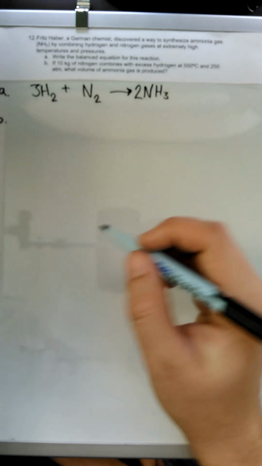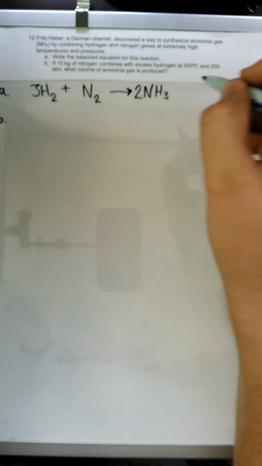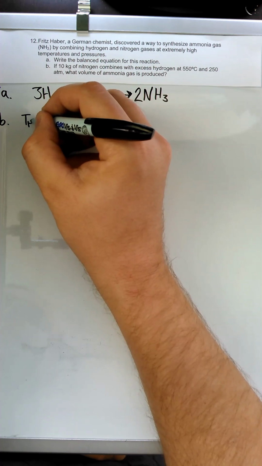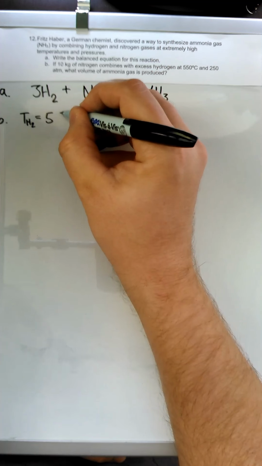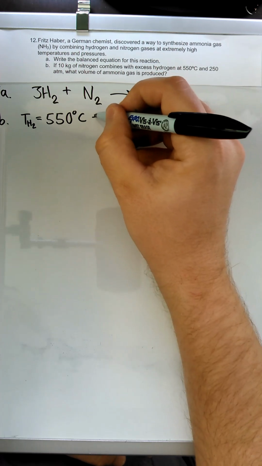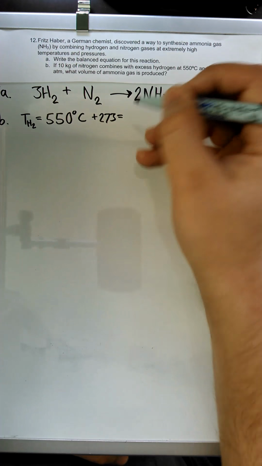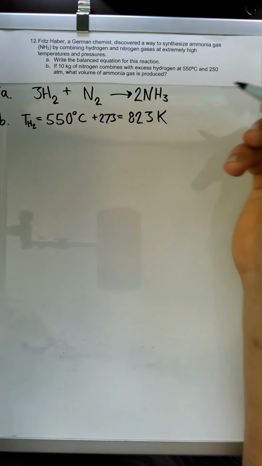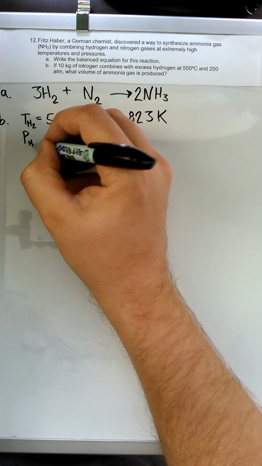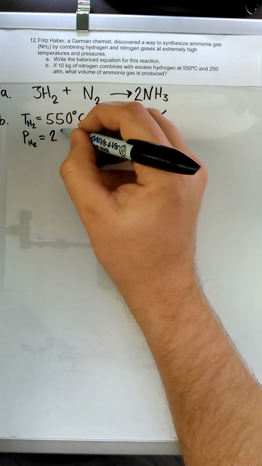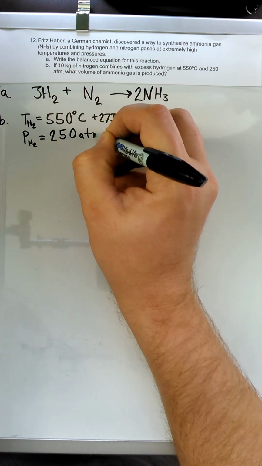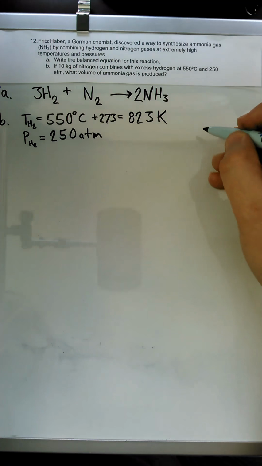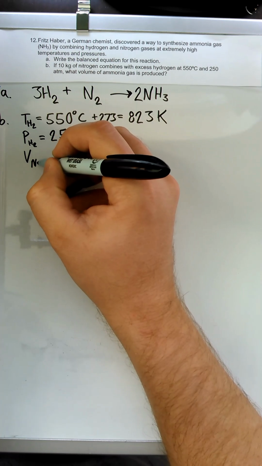So I'm going to identify what I know. I have a temperature and pressure for hydrogen. So these are both for hydrogen of 550 degrees Celsius, which we add 273. We would get a temperature in Kelvin of 823 Kelvin. Okay? Our pressure for the hydrogen gas is simply 250 atmospheres. Pretty high pressure. What volume of ammonia gas is produced? We're asked for the volume of ammonia gas.